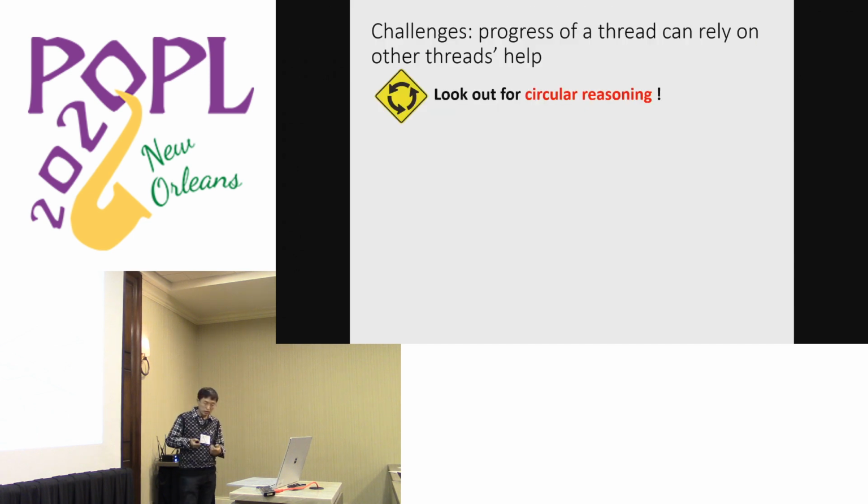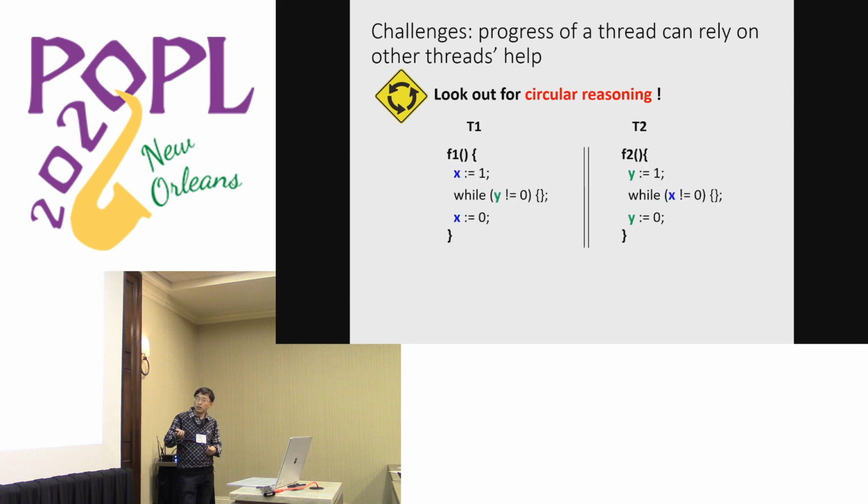Okay. So here, one of the challenges to reason about the blocking algorithm is to avoid this kind of circular reasoning. Here we have an example. We have 2 threads, and we don't need to worry about the functionality. Here, there's a while loop. It relies on the assignment of y to be 0. So it waits for y to be 0 here. And then for this while loop, it waits for x to be 0.